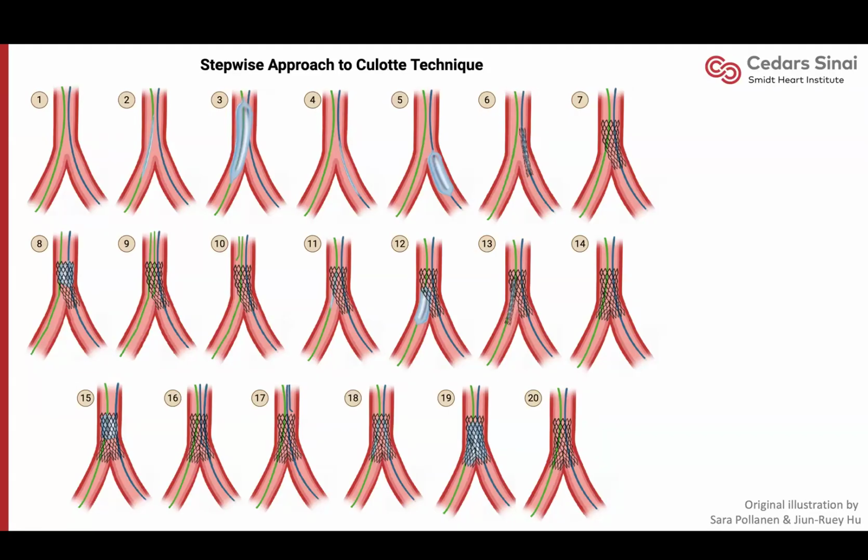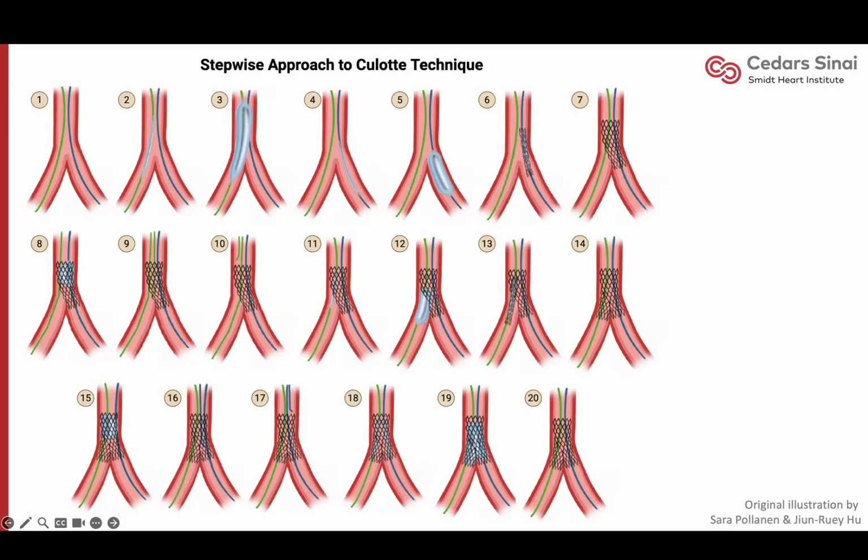Rewire the side branch through the struts of the main vessel stent. Once you have rewired the side branch, you can remove the jailed side branch wire. Advance a non-compliant balloon into the side branch and a non-compliant balloon into the main vessel. Line up the proximal dots, dot to dot, and perform kissing balloon inflation. Inflate only the side branch balloon at high pressure, then inflate only the main branch balloon at high pressure.